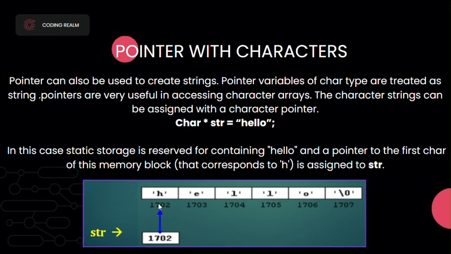Like here, this table has each cell with an element. The first, str, is H. It contains the address 1702.